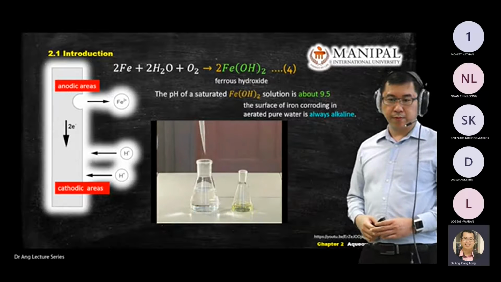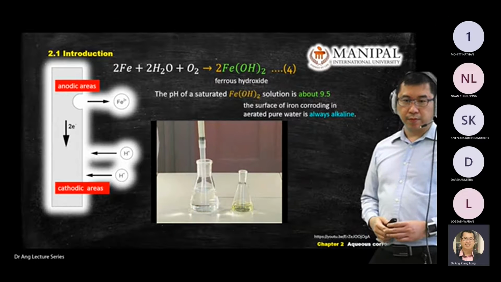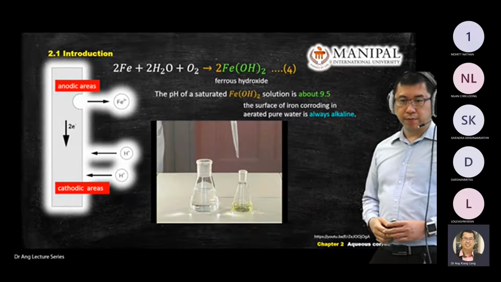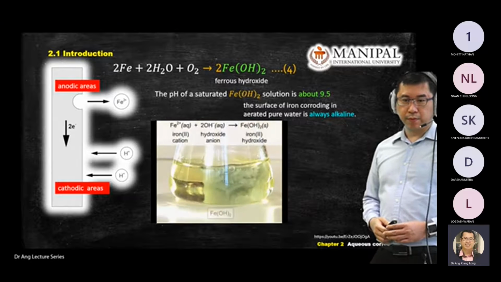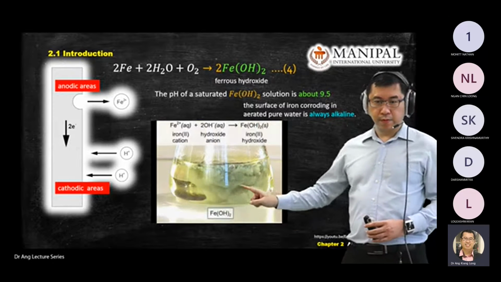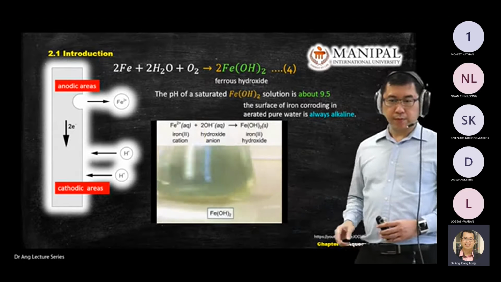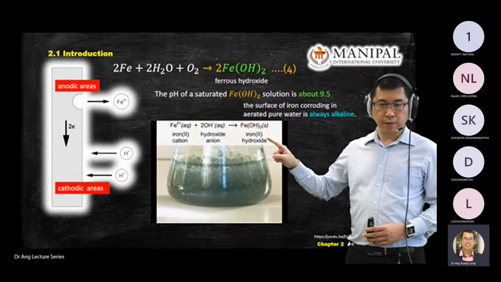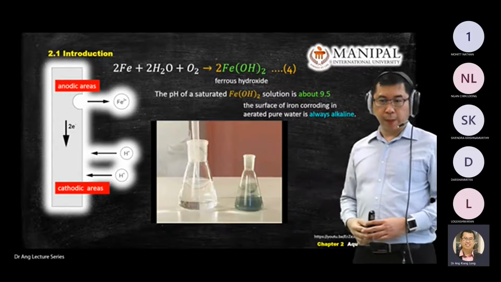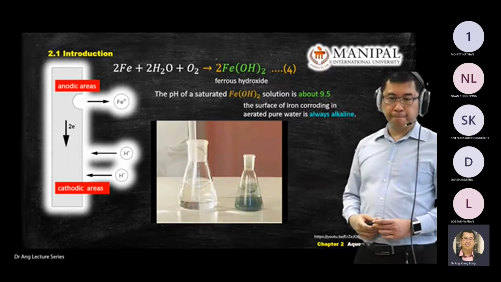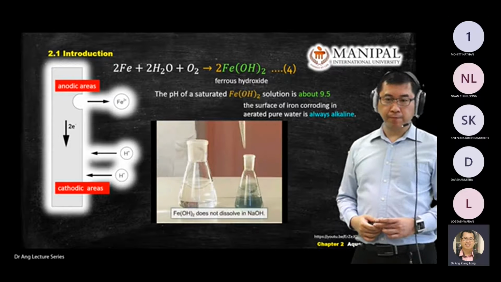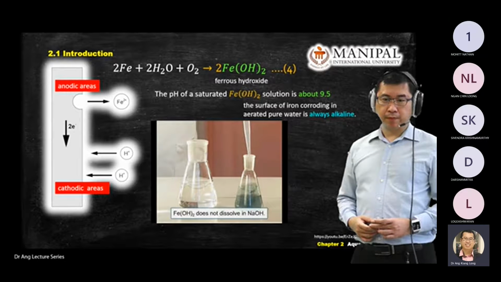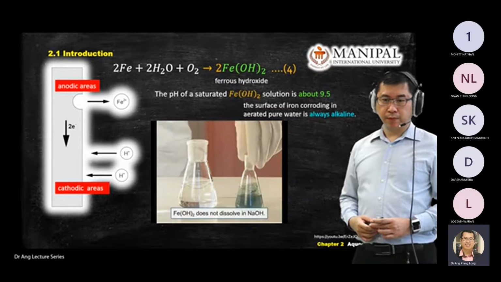Upon addition of sodium hydroxide, iron 2 ions present in the solution react with hydroxide ions to form iron 2 hydroxide, which precipitates from the reaction mixture in the form of a green solid. This precipitate does not react with hydroxide ions, so adding excess sodium hydroxide does not cause the iron 2 hydroxide to dissolve.